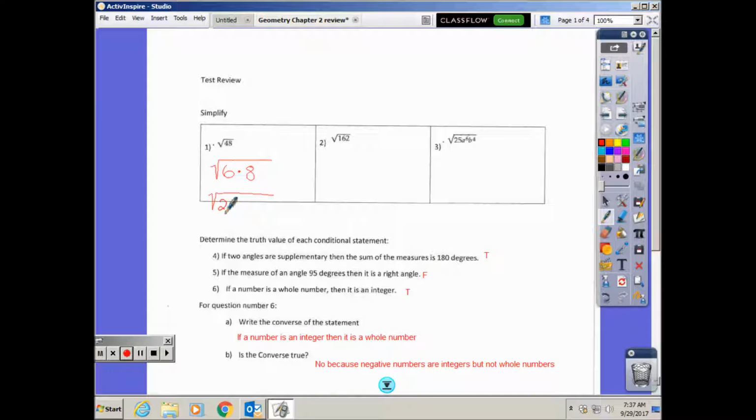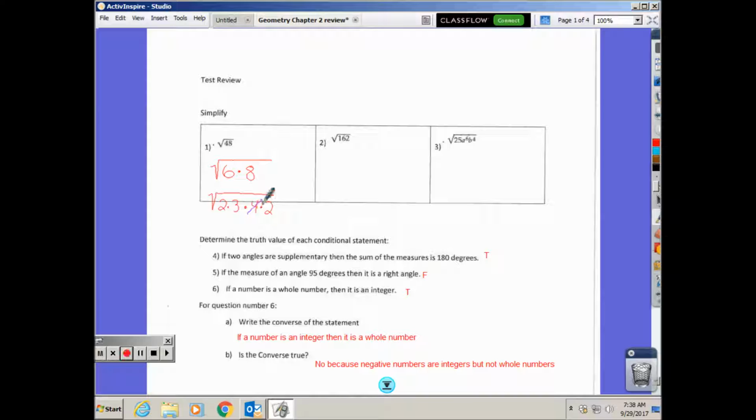Factors of 6 are 2 and 3. And factors of 8 are 4 and 2. So 4 is a perfect square. So I can do that. And the square root of 4 is 2. Now, I can also look for groups of the same number, and every time I have 2 of them, they're going to cancel out to give me 1 on the outside.